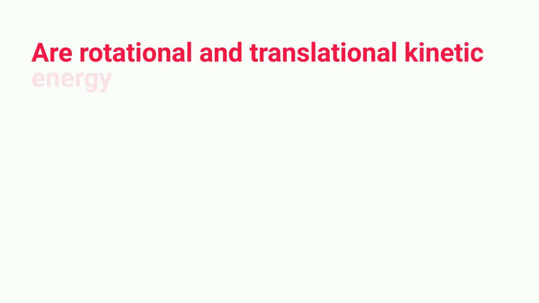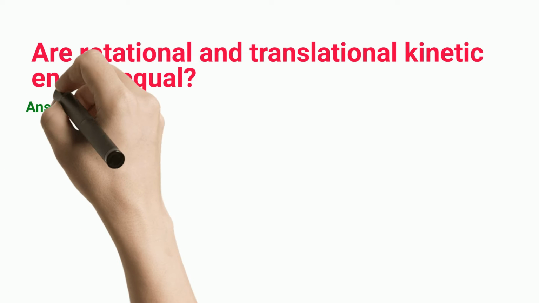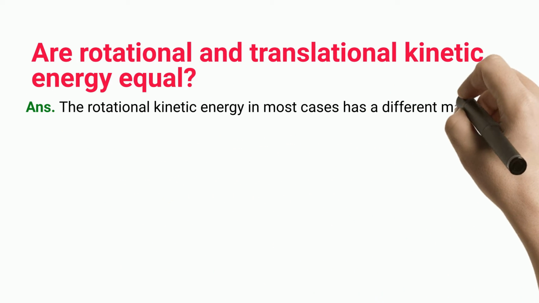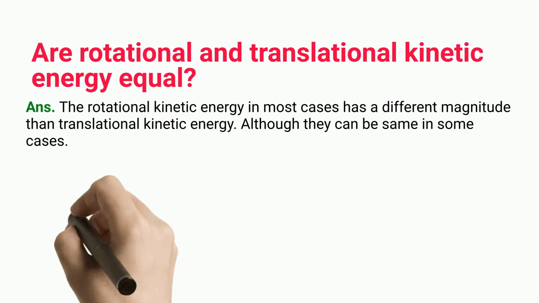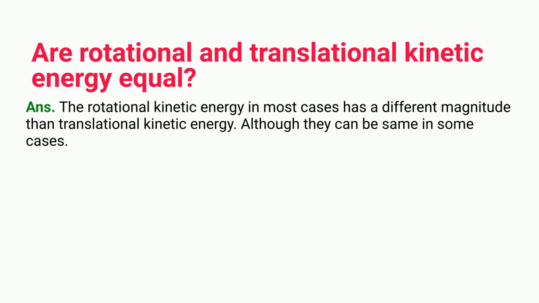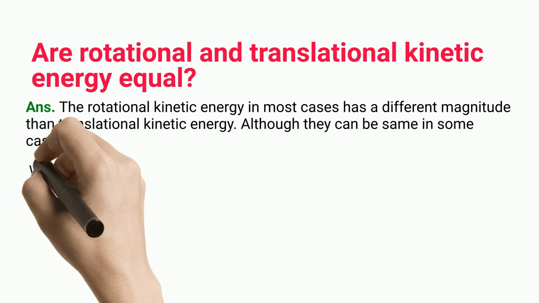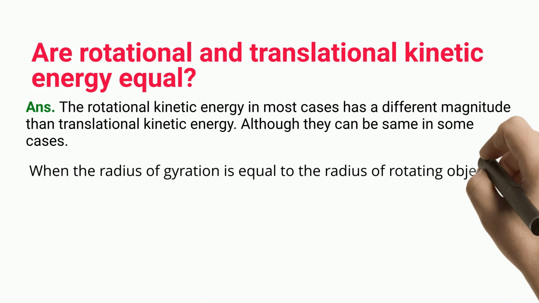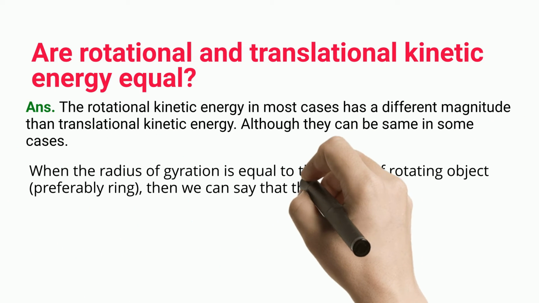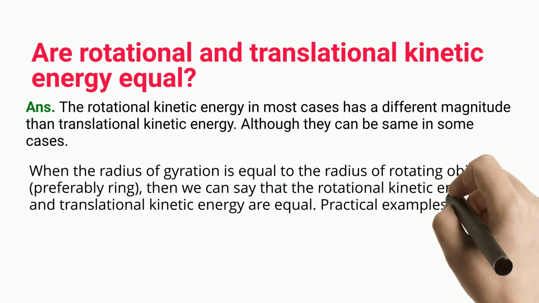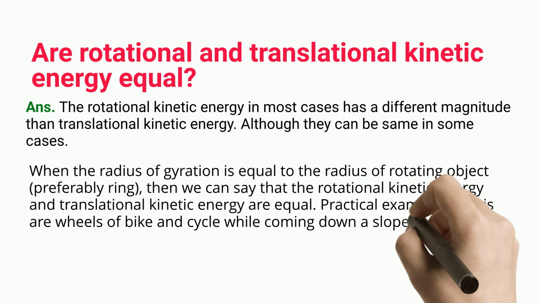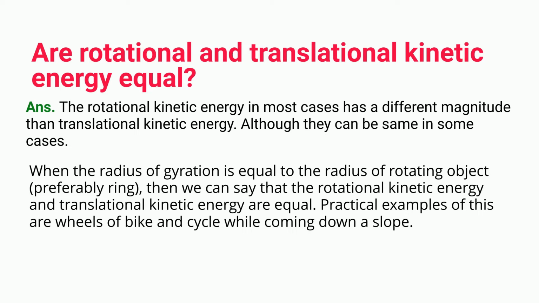Are rotational and translational kinetic energy equal? The rotational kinetic energy in most cases has a different magnitude than translational kinetic energy, although they can be the same in some cases. When the radius of gyration is equal to the radius of the rotating object, preferably a ring, then we can say that the rotational kinetic energy and translational kinetic energy are equal. Practical examples of this are the wheels of a bike and cycle while coming down a slope.